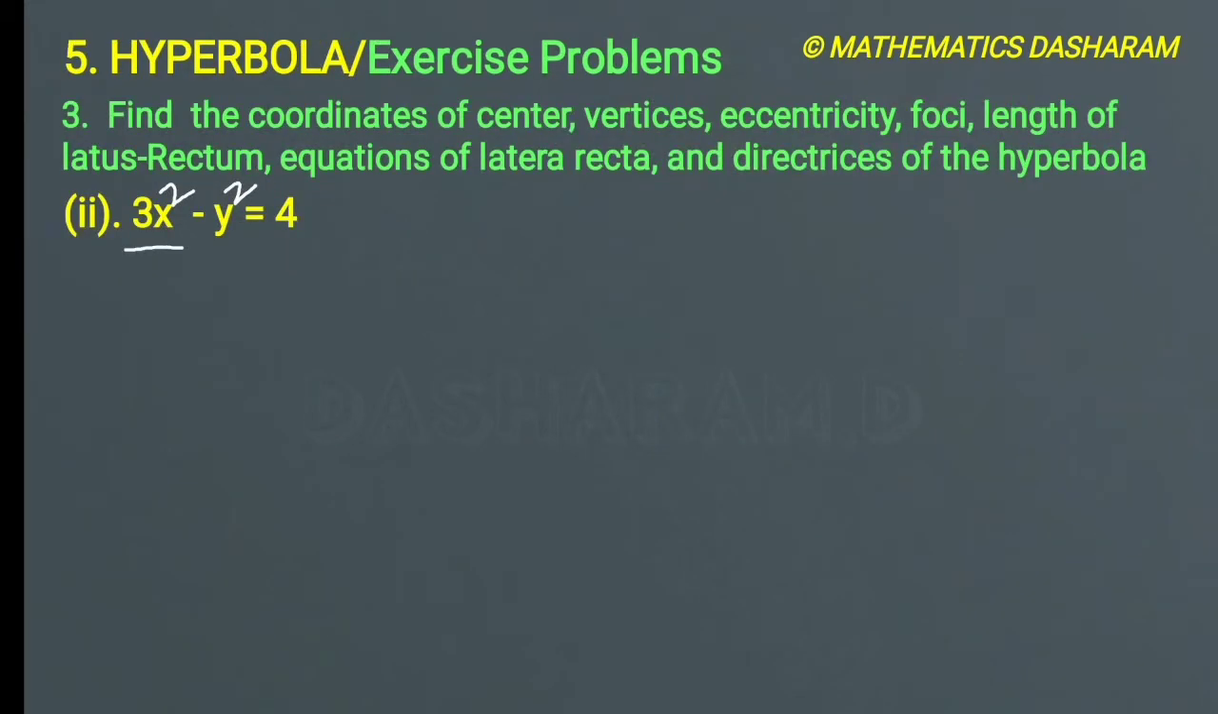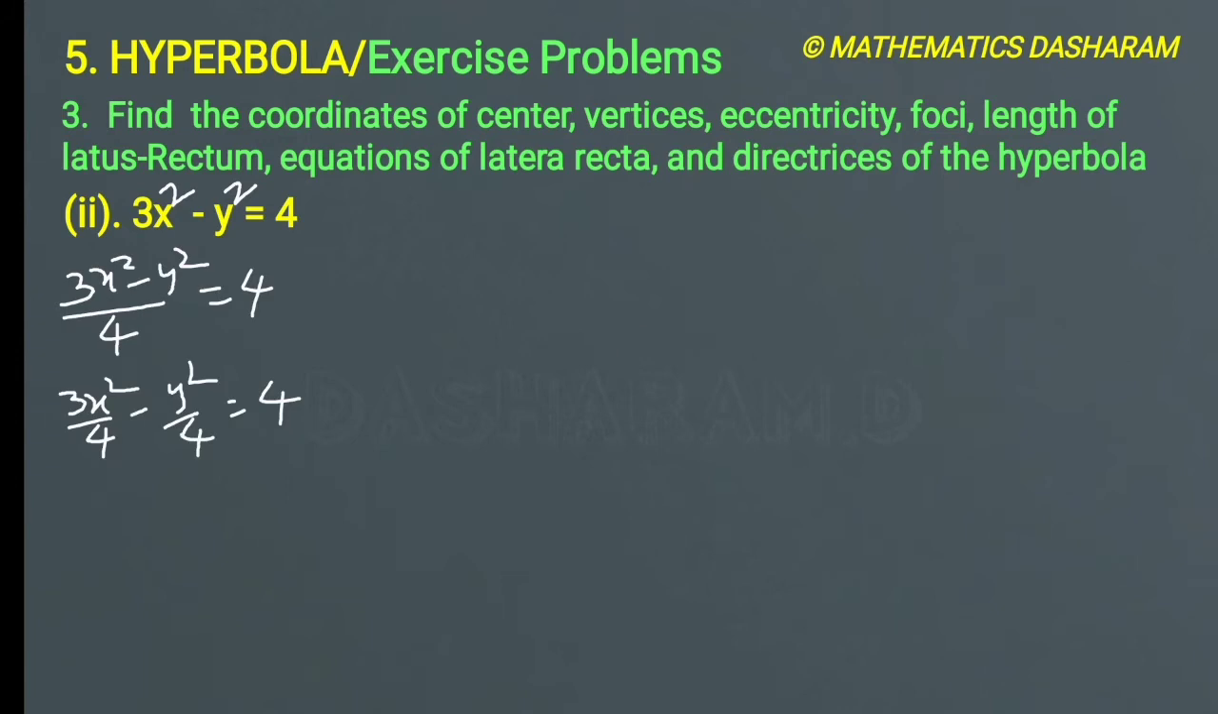Second question, 3x square minus y square equals 4. Let's convert into standard form. So here 3x square by 4 can be written as x square divided by 4 by 3, minus y square by 4. Sorry, here it is equals 1. Now compare with the standard form.